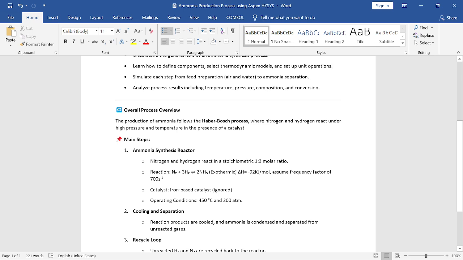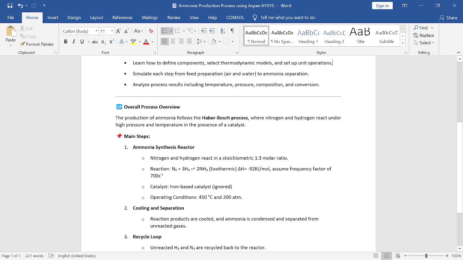So after we've actually separated the nitrogen and the hydrogen we need, we just go into the ammonia separation. I'm not really going to be talking about this in this particular tutorial video. We'll discuss it more in our live session. Then analyze process results including temperature, pressure, and composition conversion. So we're going to be checking all of this.